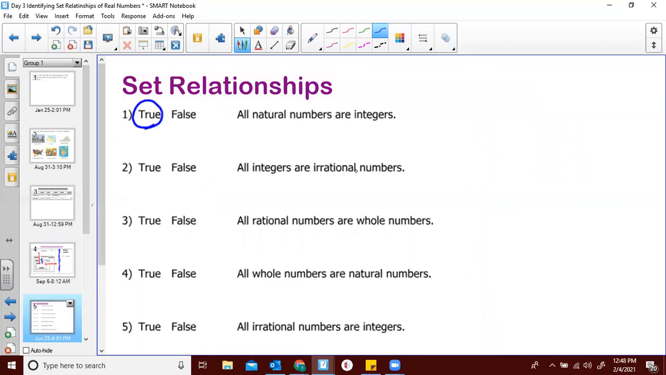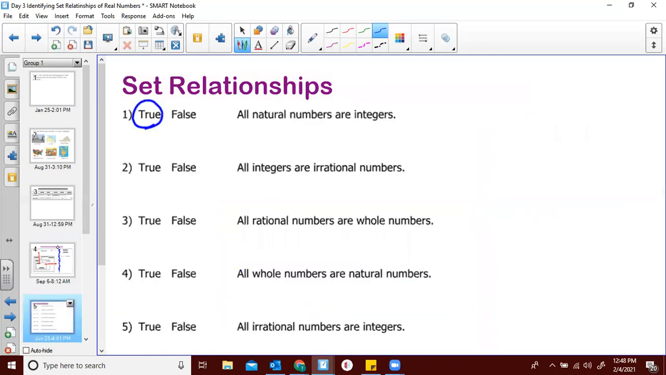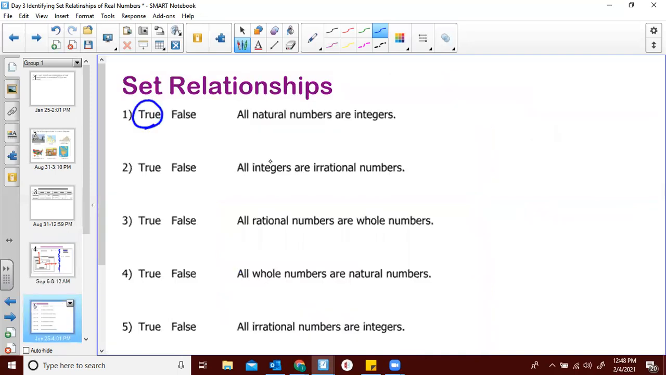All right, all integers are irrational numbers. So I go from integers, what was it, irrational? Right, integers. Well, it says irrational. Integers going to irrational. Right, well, I can't cross this fence here, right? I cannot cross that fence. So integers are definitely not irrational. So that is false.